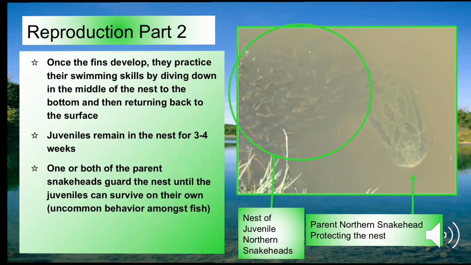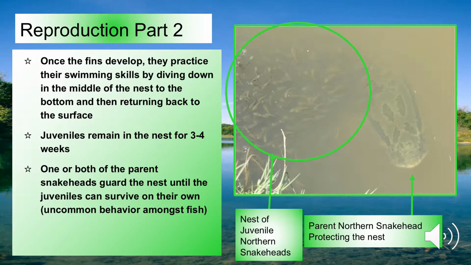In continuation to their reproduction, once the fins of the juveniles develop, they practice their swimming skills by diving down from the middle of the nest to the bottom and then returning to the surface to breathe air. Juveniles remain in the nest for 3 to 4 weeks. One or both of the parent snakeheads guard the nest until the juveniles can survive on their own.